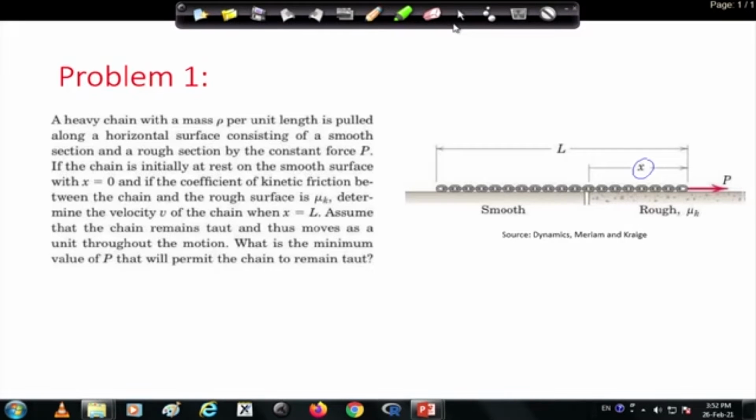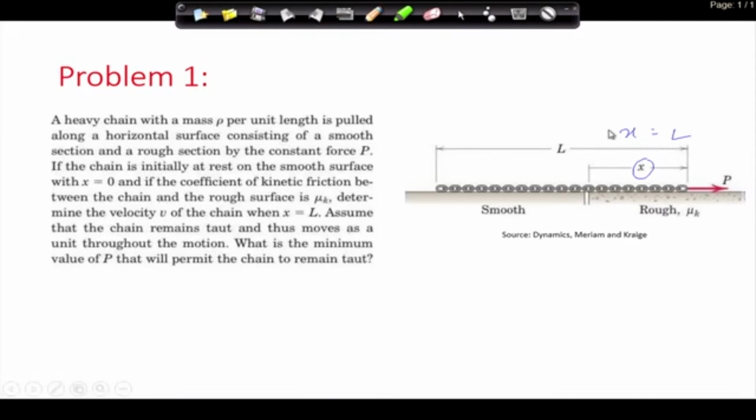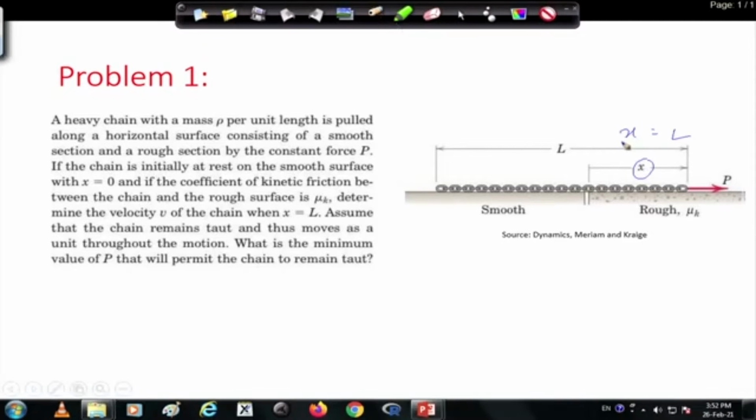v of the chain when x equal to L, which means the chain is being pulled and we have to find out when x equal to L, that means the whole chain has come onto the rough surface, when the whole chain is on the rough surface. So, under this condition we are going to find out the velocity.